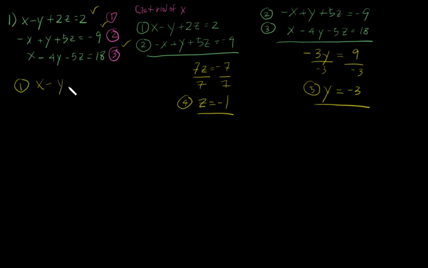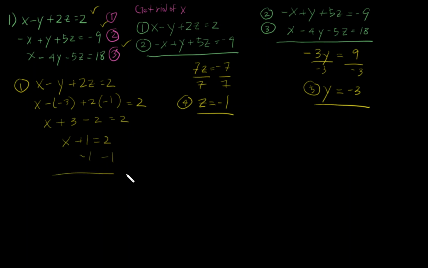x minus y plus 2z equals 2. I'm going to substitute and get my x. So x minus negative 3 plus 2 times negative 1 equals 2. So that's x plus 3 minus 2 equals 2, so that's x plus 1 equals 2. Subtract 1 from both sides, so we get x equaling 1. Okay, so our answer is 1 comma negative 3 comma negative 1.